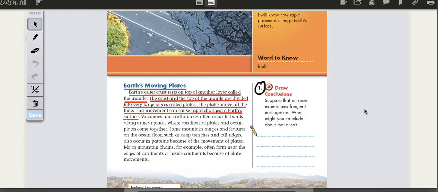Now, I want you please to pause this video and answer question 1. Suppose that an area experiences frequent earthquakes. What might you conclude about that area?